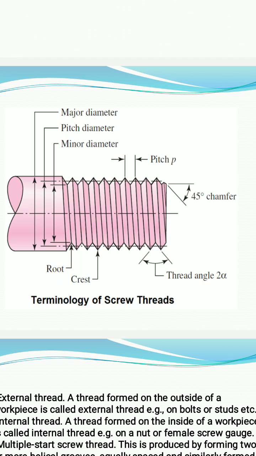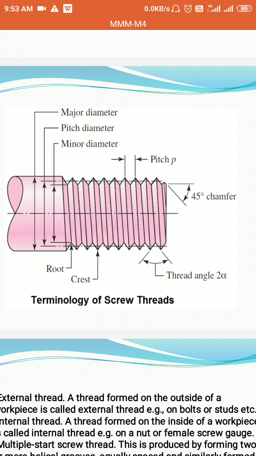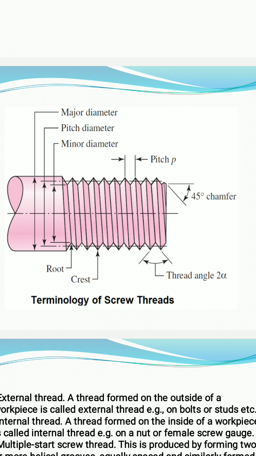Crest is the top surface of a thread. You are seeing an external thread on the screen. So therefore crest I have marked there. It is the pointed surface of the thread, the topmost surface of the thread. It is called a crest. What is the root? The bottom portion of the thread between two flanks. That bottom point is called the root.